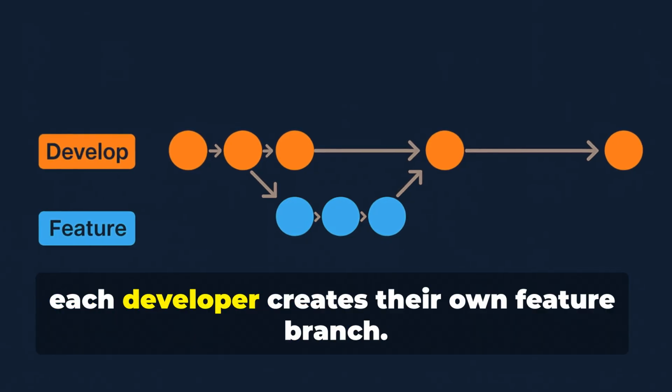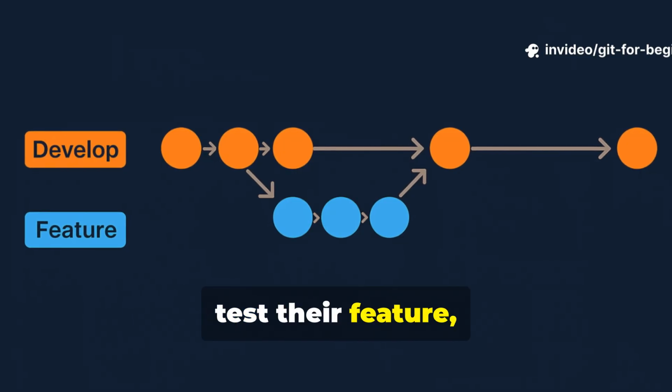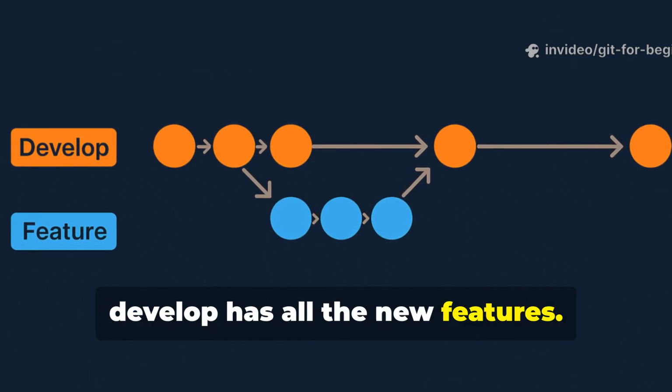From develop, each developer creates their own feature branch. They make changes, test their feature, and when it's ready, they merge it back into develop. So now develop has all the new features.